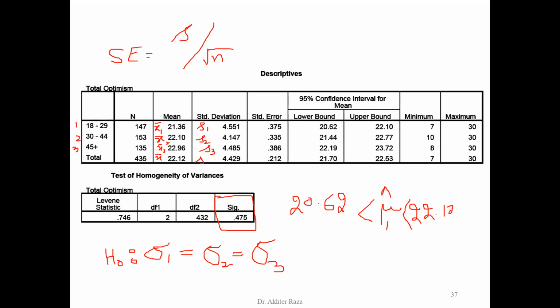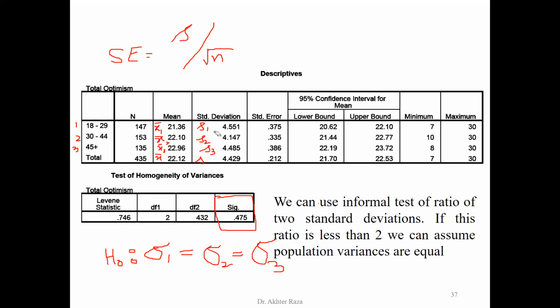The p-value is larger than 0.05. We can conclude that the H0 of equality of standard deviations holds. So the assumption of homogeneity of variances is fulfilled by the data. Another way to check the equality of variance is an informal test. What is the informal test? You take the ratio of two standard deviations, the smallest standard deviation and the largest standard deviation out of these three. If the ratio is less than 2, we can assume the population standard deviations are the same. So both agree with the same hypothesis that the population standard deviations are the same, and assumption number 2 is fulfilled.